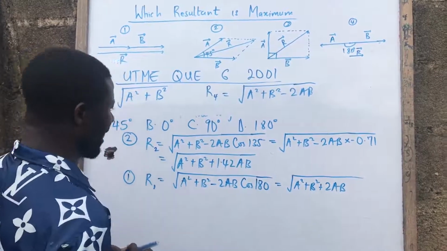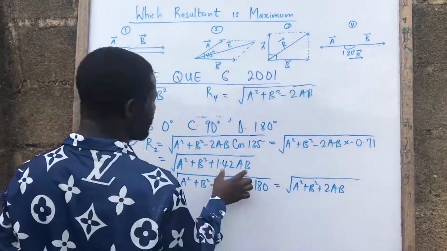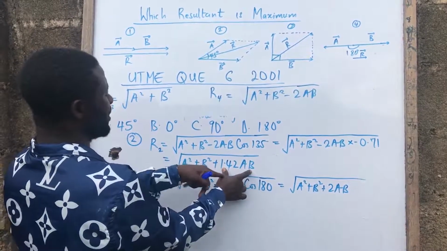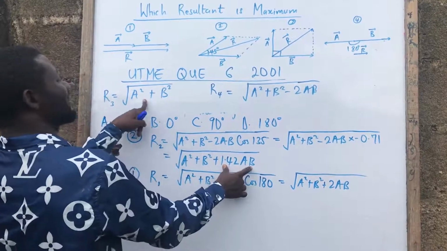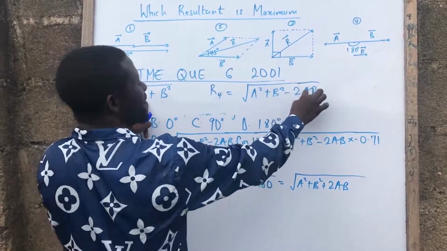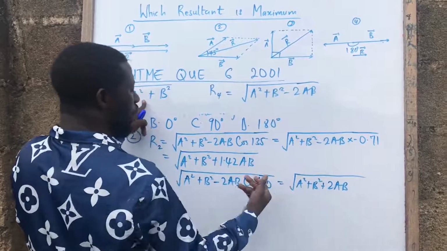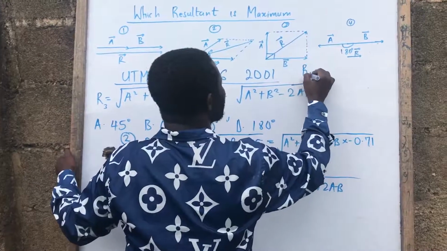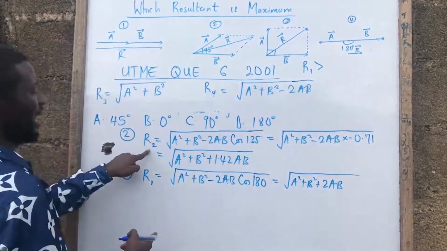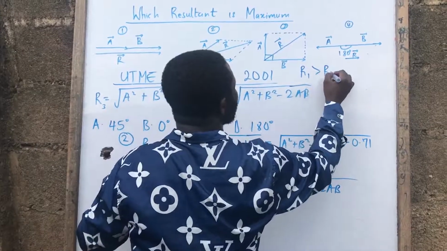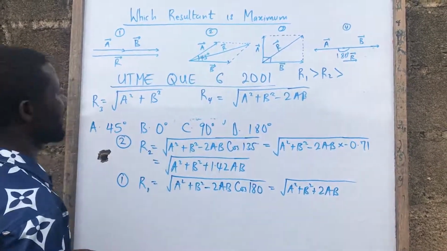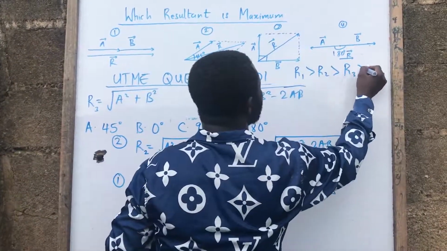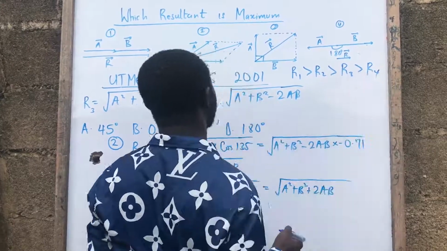As a result of that, we remember that 2AB is greater than 1.42AB, and 1.42AB must be greater than this. And this must be greater than this because we are subtracting this value from here. So what we now have is that R1 is greater than R2, which is greater than R3, which is greater than R4.